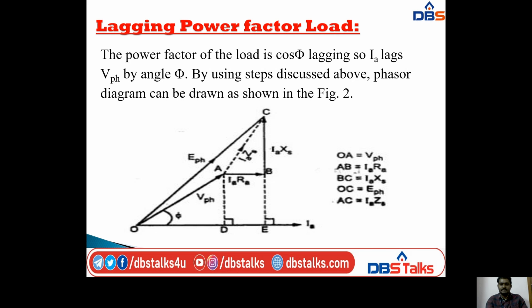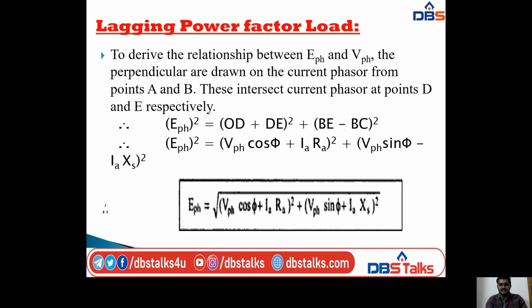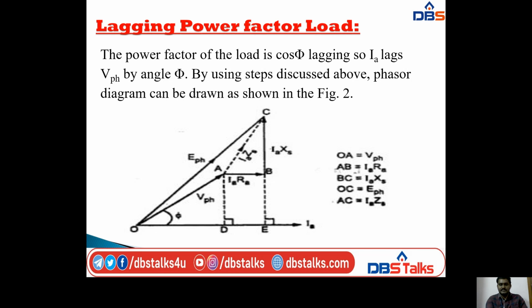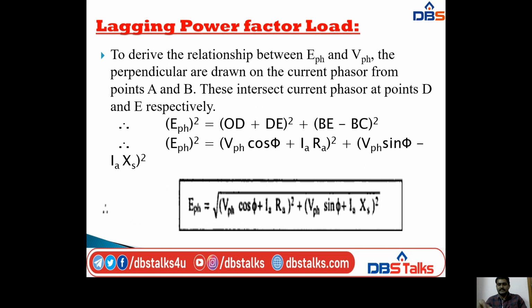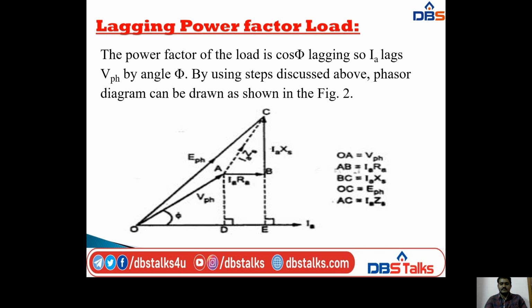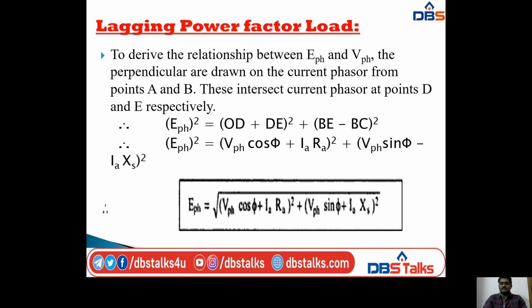So that is OD and DE. That means total E phase whole square is equal to OD plus DE, that is total armature current, whole square, plus BE minus BC whole square. BE minus BC is the total perpendicular line. So this is from the Pythagoras theorem, which you already know, it is also familiar.